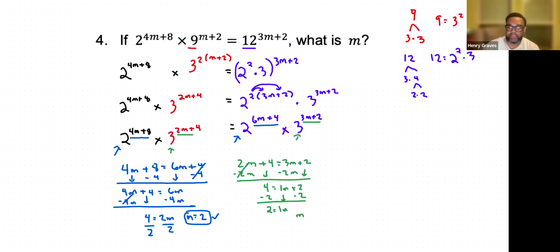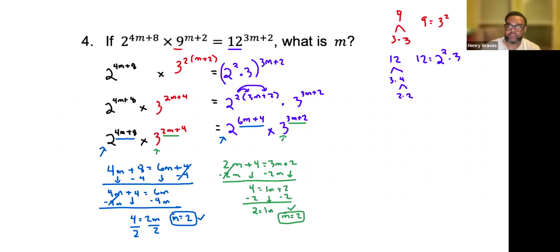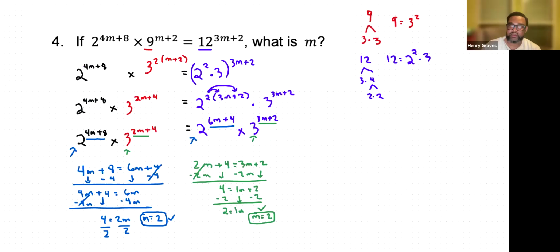Now, the cool thing about math is that we can prove our answers are still true by checking our work, right? We couldn't just say, oh, we're done, I could have made a mistake somewhere. So let me go ahead and check my work. So I'm going to come over here to the side.